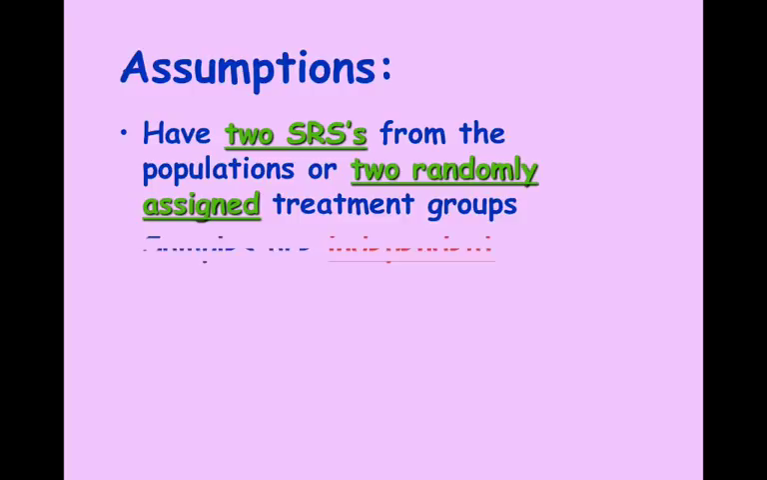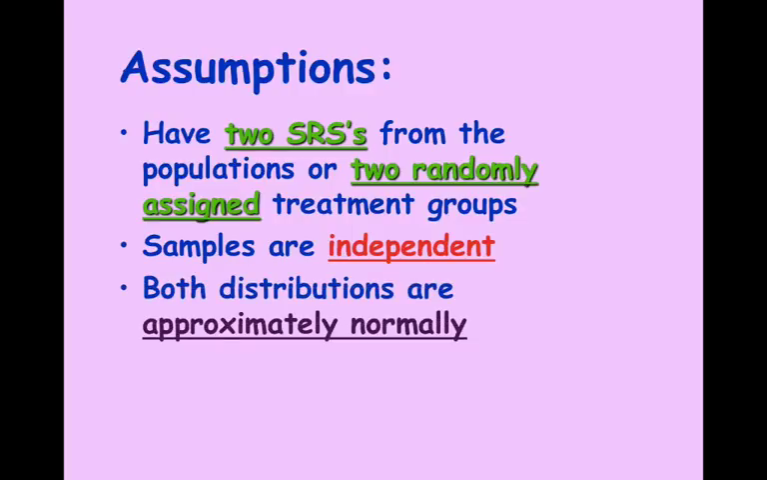So our second assumption that we have to check is that both of our samples are independent of one another. We always have to talk about normality. We're assuming that both distributions, not just one, are approximately normal. Well, how do we do that? Both distributions have to have a large enough sample size, or both of our graphs have to show that we have an approximately normal distribution.